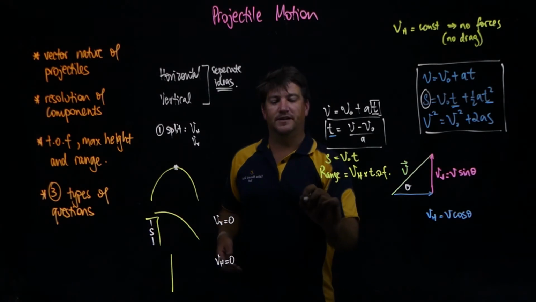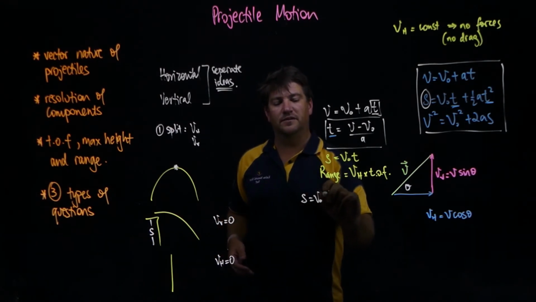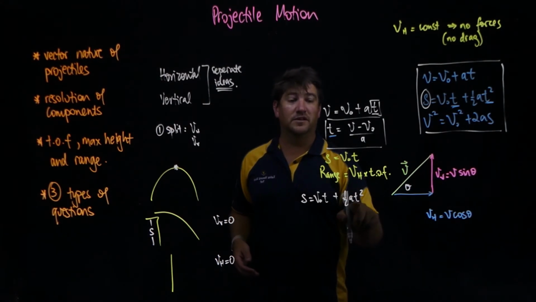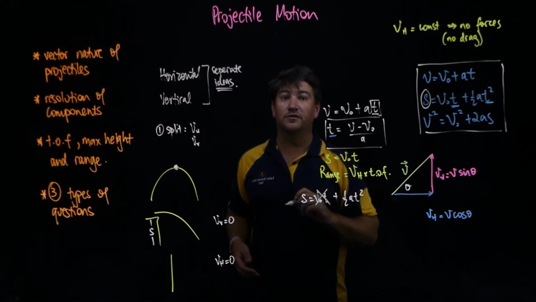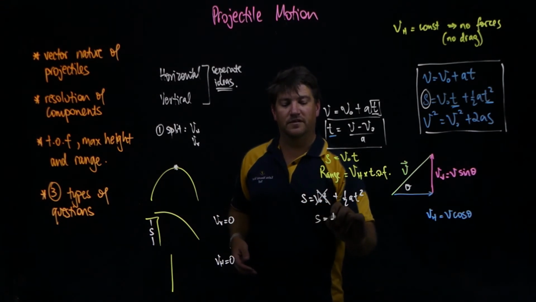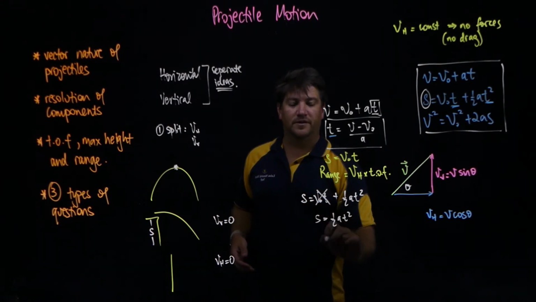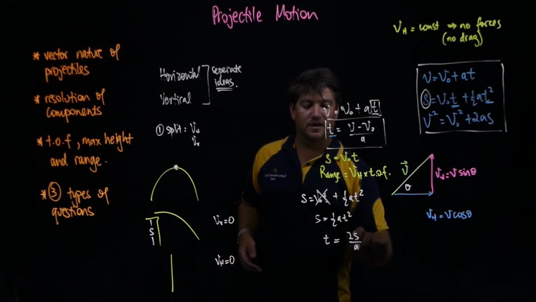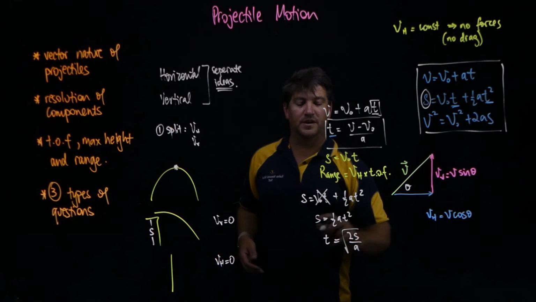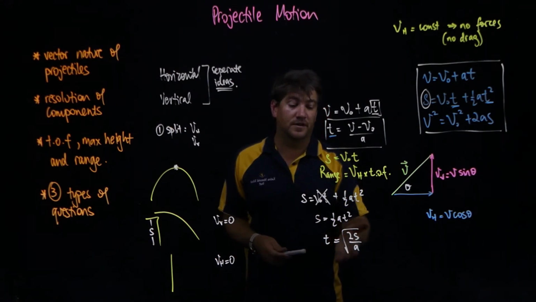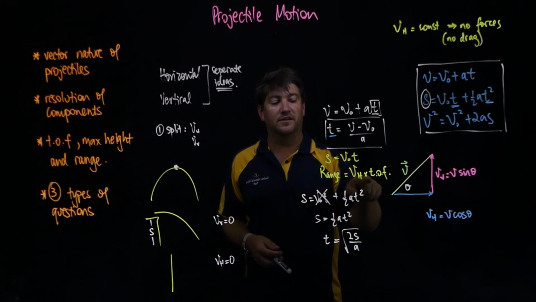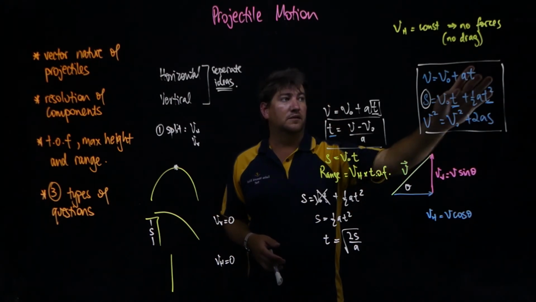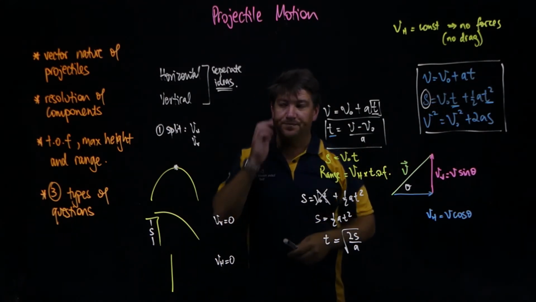But what we can do is rearrange that thing. S is v naught t plus half a t squared, and we're looking for time here, no initial vertical velocity, so s is half a t squared. Rearranging for t is 2s on a, that's t squared, so we need to square root it. Now we can find out that time of flight, and exactly the same deal, plug that into here for the range and plug it into here for the final vertical velocity.